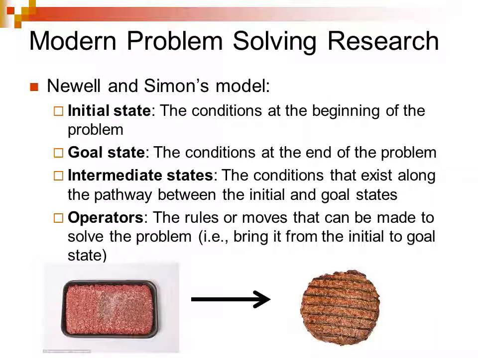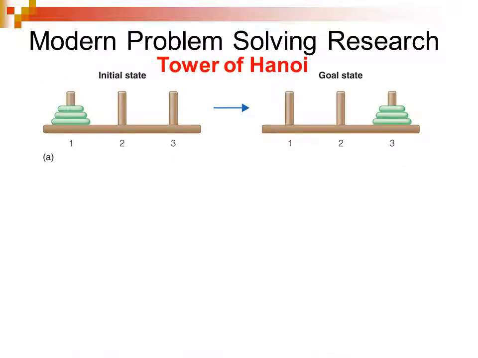So now that you hopefully have a general idea about what these terms mean, let's apply them to the Tower of Hanoi problem. So here we see the initial state and the goal state of the problem. The initial state, where the disks begin, is on the left peg, ordered from the smallest disk on top to the largest disk on the bottom, and then the goal state, where you want the disks to end up, is on the right peg in order from the smallest disk on top to the largest disk on the bottom.